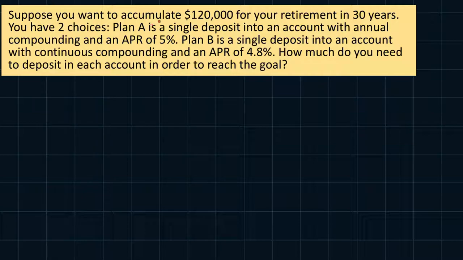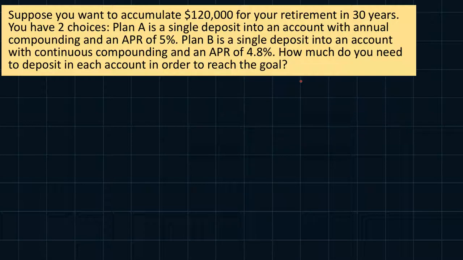So it says, suppose you want to accumulate $120,000 for your retirement in 30 years. You have two choices. There's one plan called Plan A, where you can put a single deposit into an account with annual compounding and an APR of 5%. Plan B is a single deposit into an account with continuous compounding and an APR of 4.8%. How much do you need to deposit in each account in order to reach the goal?